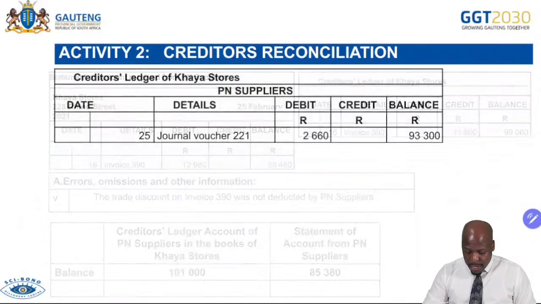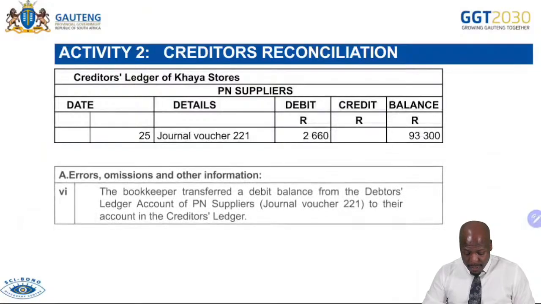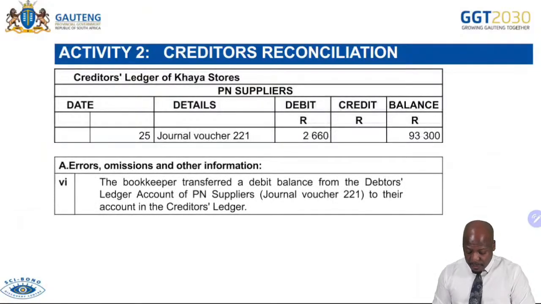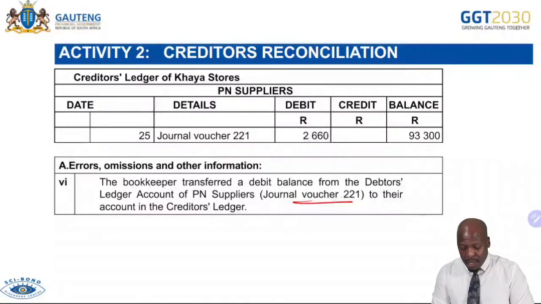And then the next one is number 6. It says, the bookkeeper transferred a debit balance from the debtors ledger account of PN Suppliers, general voucher 221, to their account in the creditors ledger. Okay, so what this simply means is we need to do as what we've done in the ledger. Whatever we've done in the ledger, we now need to do it in the statement as well.